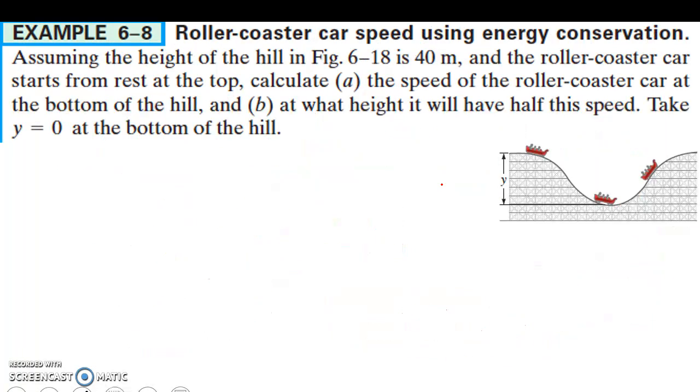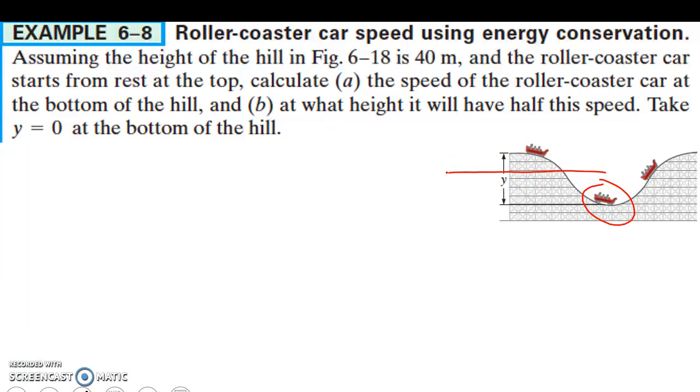Okay, so same idea. We got a roller coaster car, and we assume the height to be 40 meters when the roller coaster car starts from rest. We want to find the speed at the bottom of the hill, so we want to find the speed here. And then we want to find at what height will it be half its speed. So at what height will speed be half?